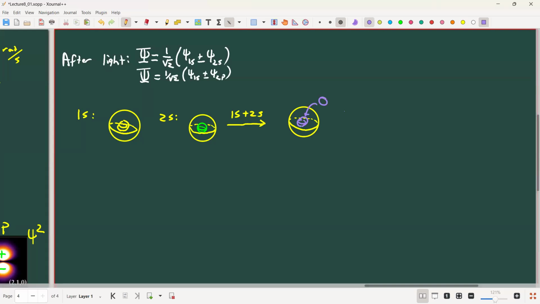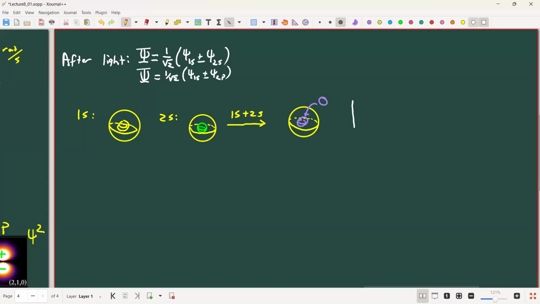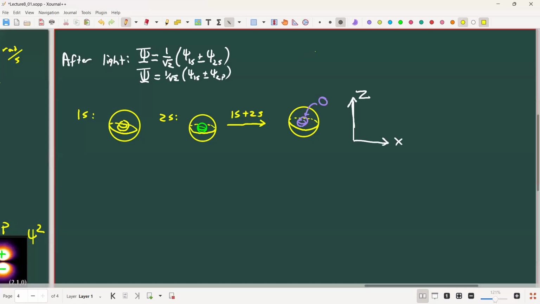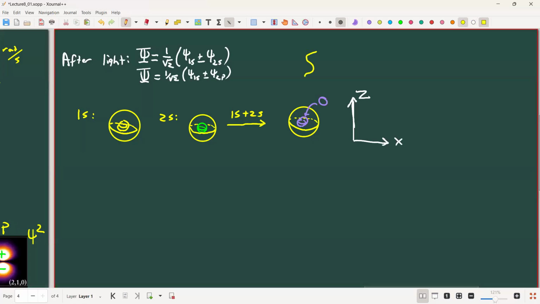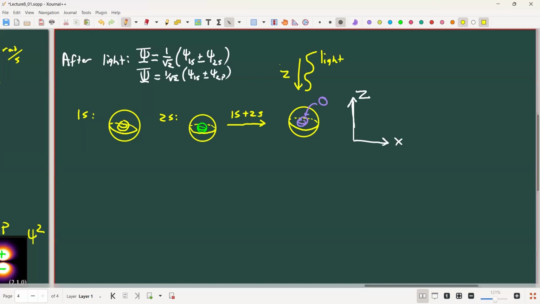Okay. So what I'm going to do now is place this orbital on an axis system, because the light is traveling in some direction. So let's align this so that this is the z direction, and this is the x direction, and that the light is coming in directly along the z-axis. So this is the light, and it's moving along the z-axis, okay?